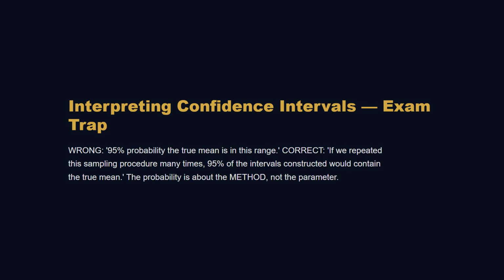If we were to draw many samples of 64 funds and construct a 95% confidence interval from each sample, then 95% of those intervals would contain the true population mean. The probability statement is about the procedure, not about the parameter. The CFA exam has tested this exact distinction. If a question asks about the correct interpretation of a confidence interval, look for the answer that describes the repeated sampling interpretation, not the probability of the parameter being in the range.